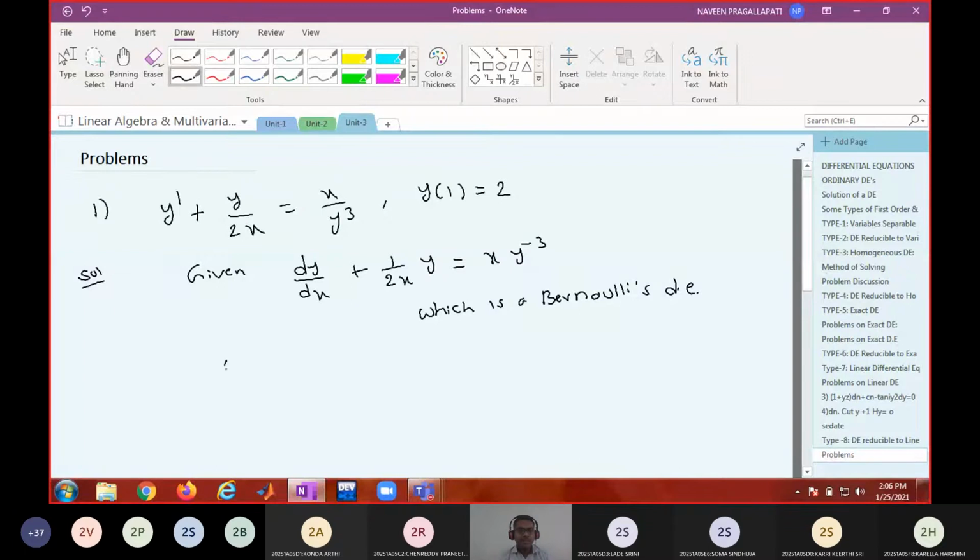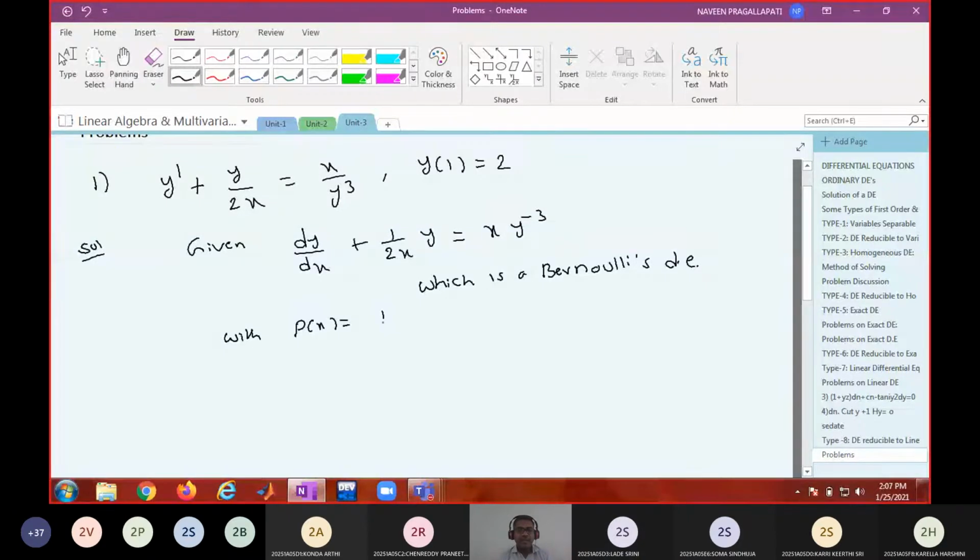With p of x equal to 1 by 2x and q of x equal to, what is q of x? Okay, I think we don't need to write all these things. I think we shall directly do the method.